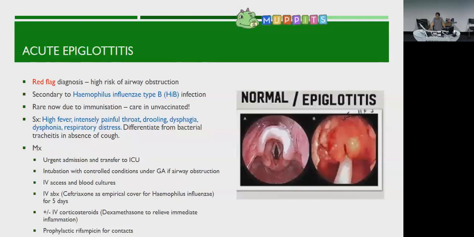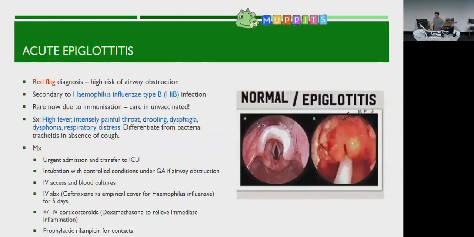In terms of how you manage them, if you had to talk through, not an EMQ, an OSCE spiel about how you would do it, start with your disposition. This is a kid that needs to be admitted to hospital. Go through your ABCs. Airway first. If this kid was at risk of obstructing their airway, intubate them. Breathing, circulation. I get IV access and send off blood cultures. Treat the underlying cause, which is giving them broad spectrum antibiotics to cover for Hib, and steroids to help dampen down that inflammation.